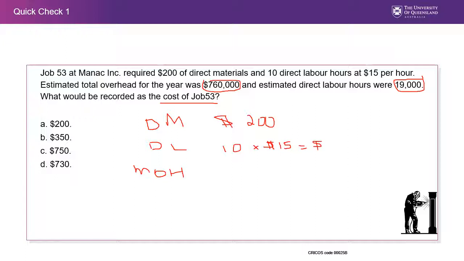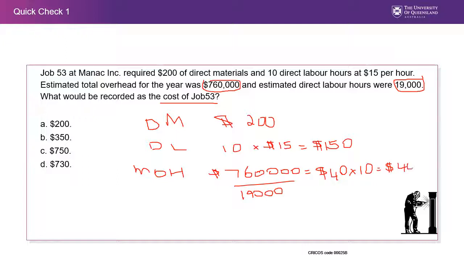And our manufacturing overhead that we allocate is based on the budgeted overhead rate. So we first have to calculate the rate. That's the 760,000 budgeted manufacturing overhead, divided by the 19,000 hours, which gives us a rate of $40 per hour. And we apply that by multiplying the $40 by the 10 hours that we actually used in direct labour. So that equals 400.